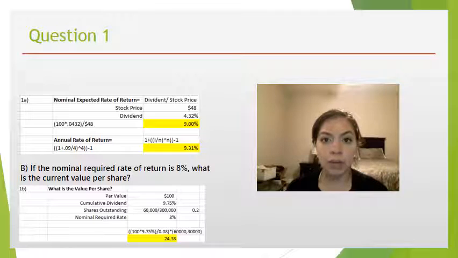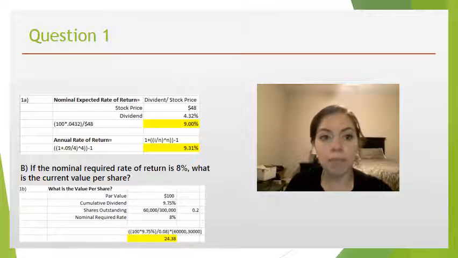So we are looking for present value. In order to get that, we have to find the required rate of interest, which is 8%, as well as the payment and the future value, which is also given in the problem. And it came out to 24.38.